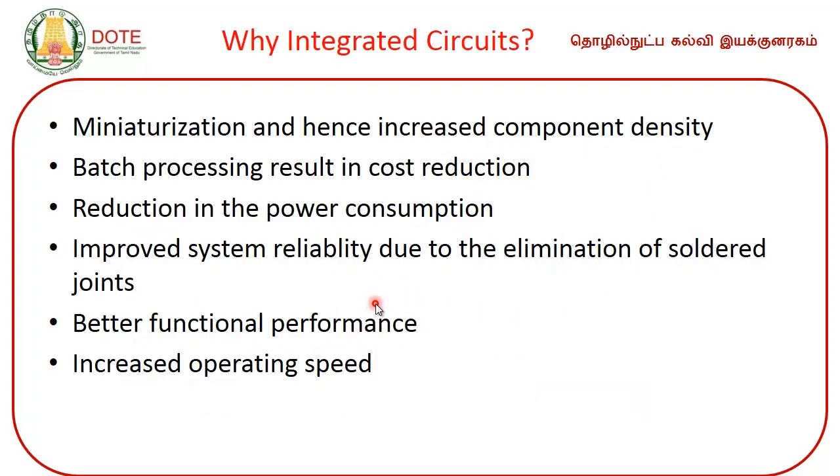Now, why do we need integrated circuits? We are happy with discrete circuits. Suppose, for example, I need a rectifier circuit. I know what components are required. I assemble it on the breadboard or on a PCB and connect together using a soldering iron. I got a circuit, a discrete circuit. Then why do I have to go for an IC, integrated circuit? There are so many advantages.